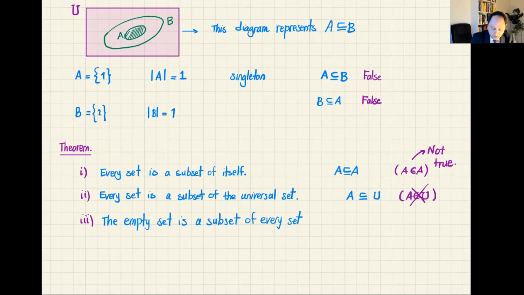This seems a little bit odd, but this is always the case. If I choose a random set called A, then I am sure that the empty set is a subset of that. I will come back and talk about this. This is also discussed in the book.